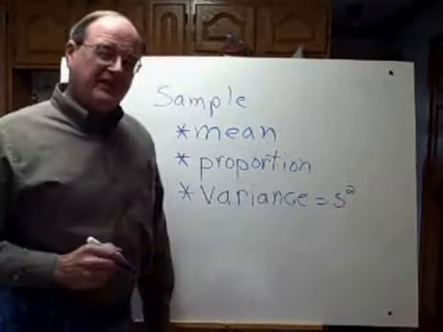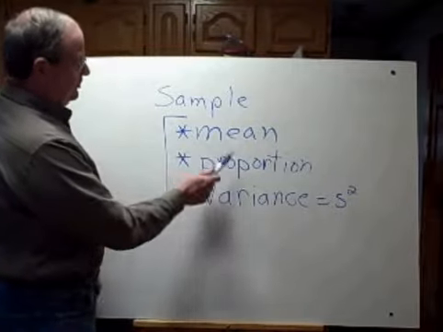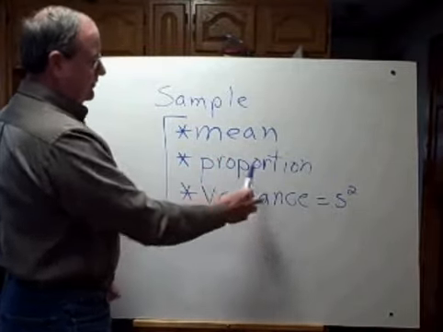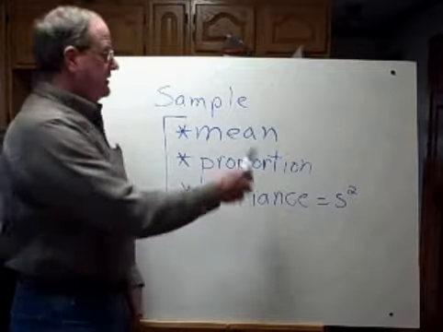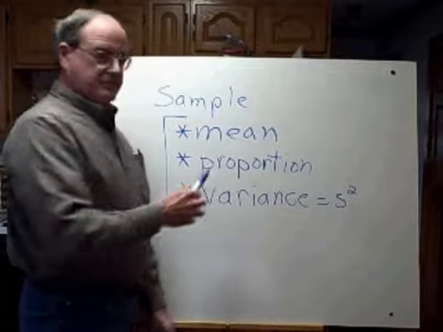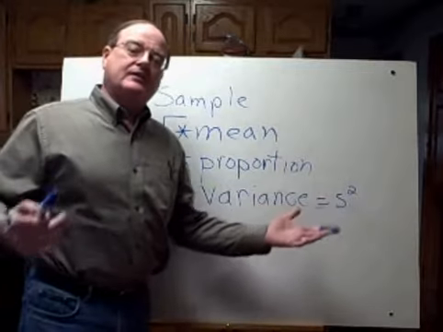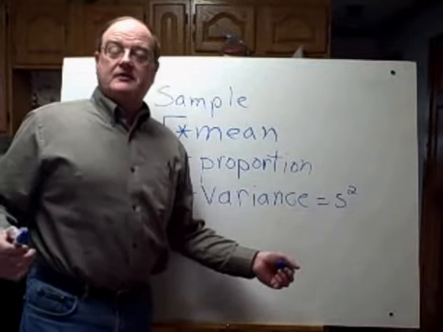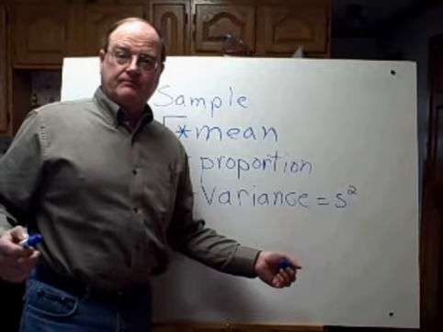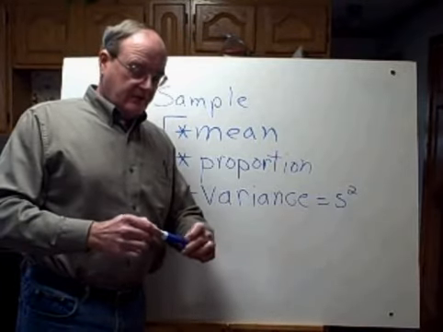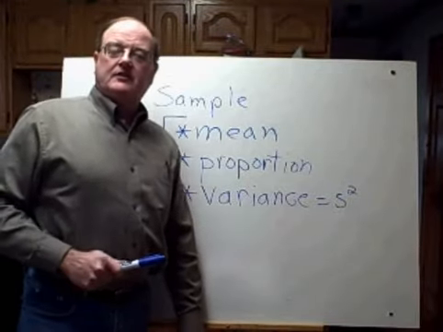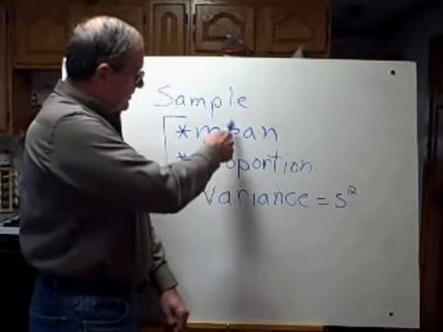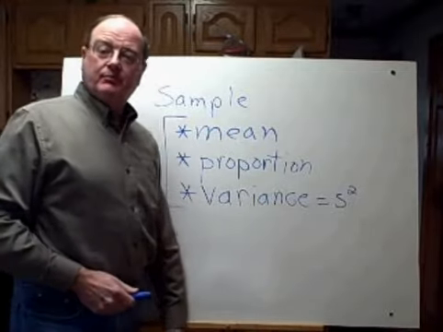In Chapters 7 and 8, we're going to concentrate on the first two, mean and proportion. We'll be looking at samples involving mean and samples involving proportion, and see what we can say and how it relates to the population at large. Now, in related videos, we'll continue our discussion about samples and what else we can say about them, and why we can say this is true about mean, proportion, and variance.